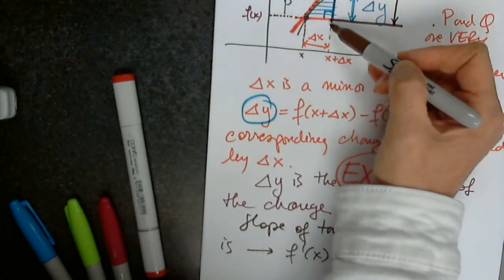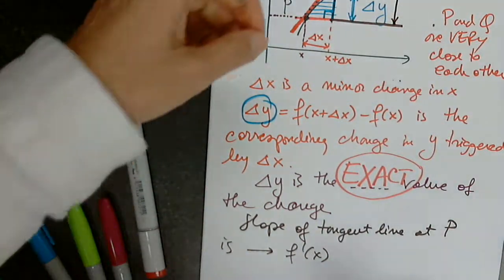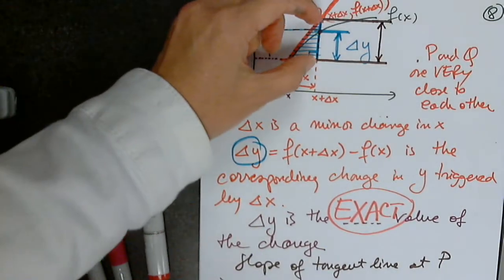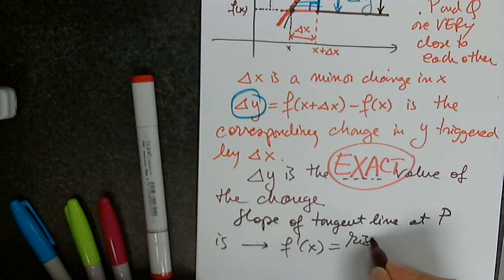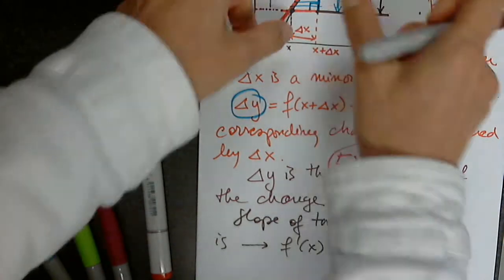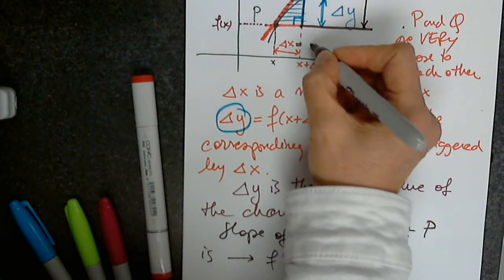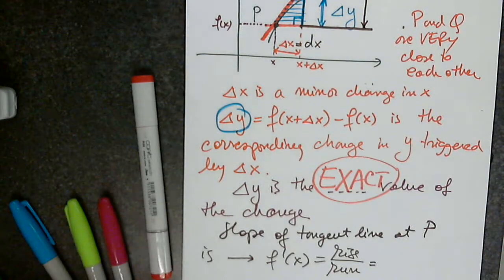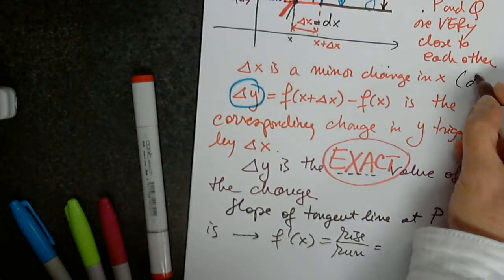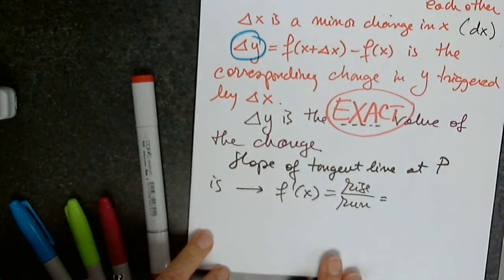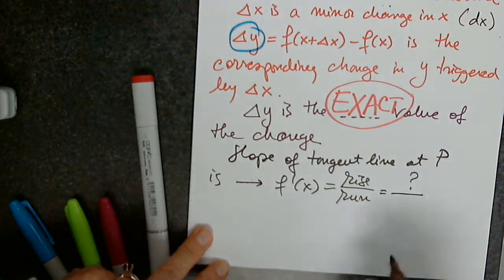Now, from this right triangle, there is another way I can use to determine the slope of this line, right? What is this? I'm going to call it rise, over what is this? I'm going to call it run. Delta x can also be denoted by dx. These are interchangeable. So delta x is a minor change in x, also denoted by dx. So then I don't know what the rise is, but I know what the run is. It's dx.